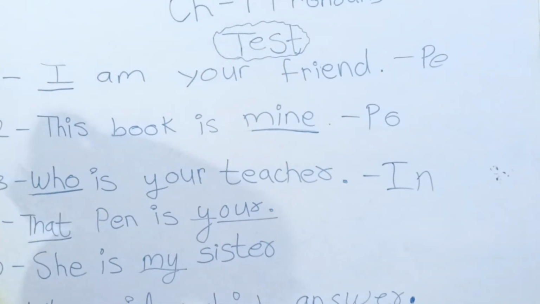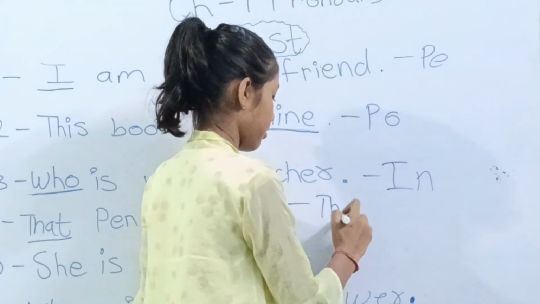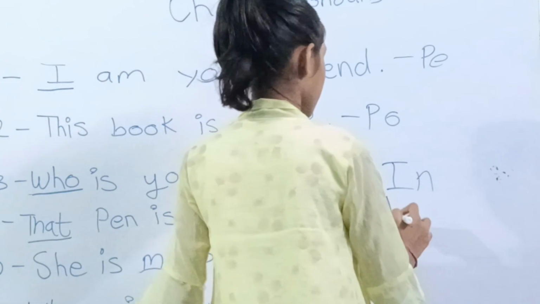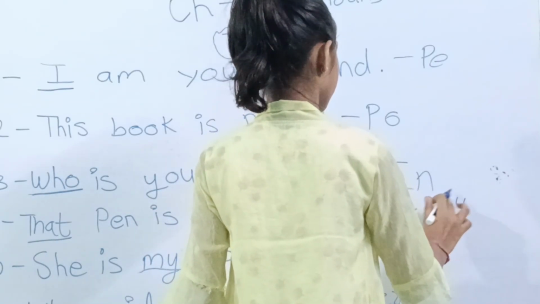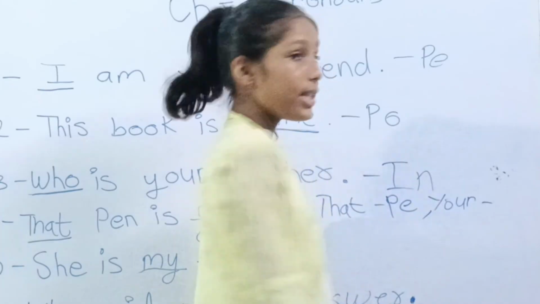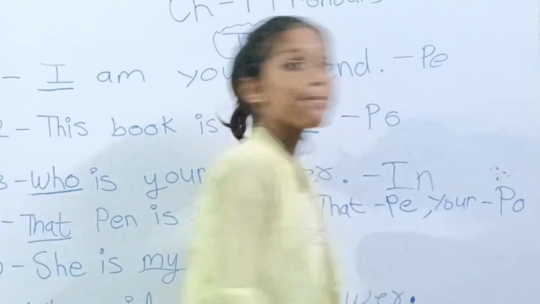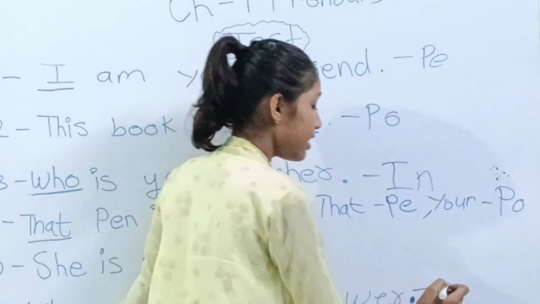Now that and your. So here there are 2. So first of all you will write that. That is which type? It's personal. So PE and yours. Your is which type? It's possessive. And last, who and which? Both are interrogative.